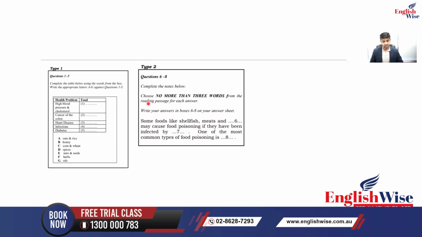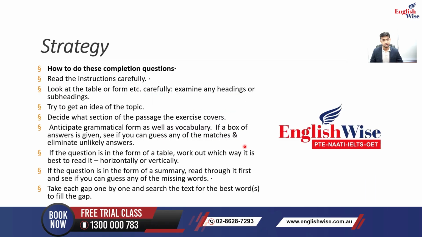Just like a previous question, different types of paragraphs and passages can come to you. A table can come to you, a paragraph can come to you, a note can come to you. For all of this, you've got missing information. You need to understand how to do the completion questions. Step number 1 for you would be to read the instructions carefully.